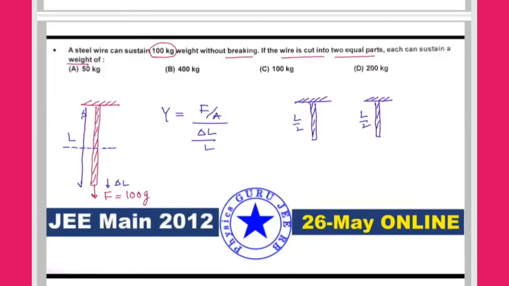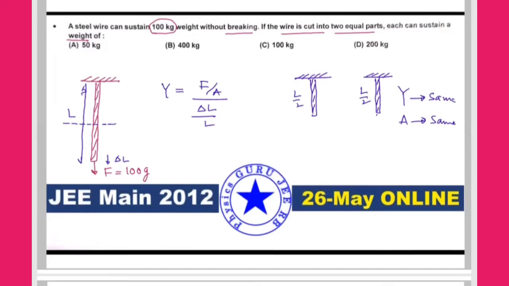So now how much can each sustain here? See, the material is not changed. Y is the same, right? And the area of cross section A is also the same. When A is the same, the breaking force of the wire is always the force at which the stress in the wire becomes equal to the rupture strength of the material, and it is independent of the length of the wire.